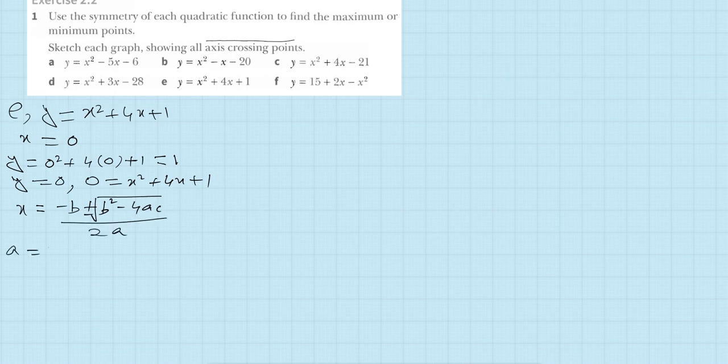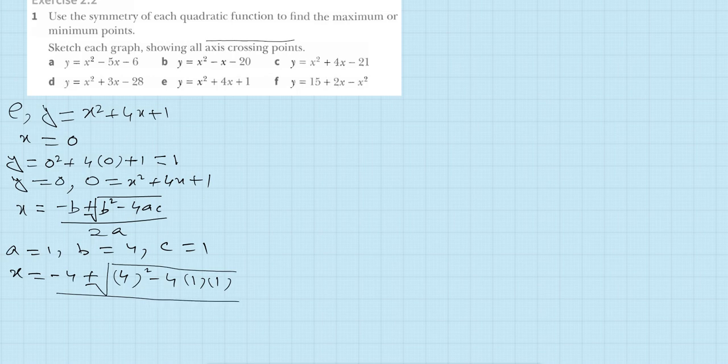What is a? a is 1. What is b? b is 4. What is c? c is 1. Now put all the values a, b, c in the above formula. So x equals minus 4 plus minus root of 4 square minus 4ac, a and c are 1, upon 2 into 1. Now x equals minus 4 plus minus root of 4 square is 16, 4 ones are 4, upon 2 ones are 2.